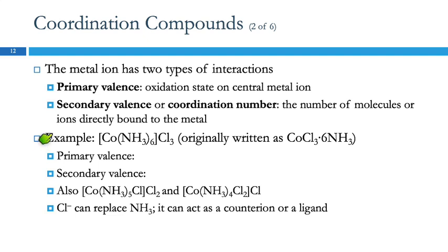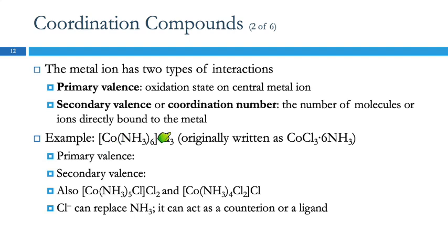So as an example, Co(NH3)6 Cl2. Here we have cobalt, and it has 6 ammonias bound to it, right? And then there's counterions here. So what's the primary valence on that cobalt ion? What's the oxidation state on the cobalt? It's going to be the charge on that metal ion, right?